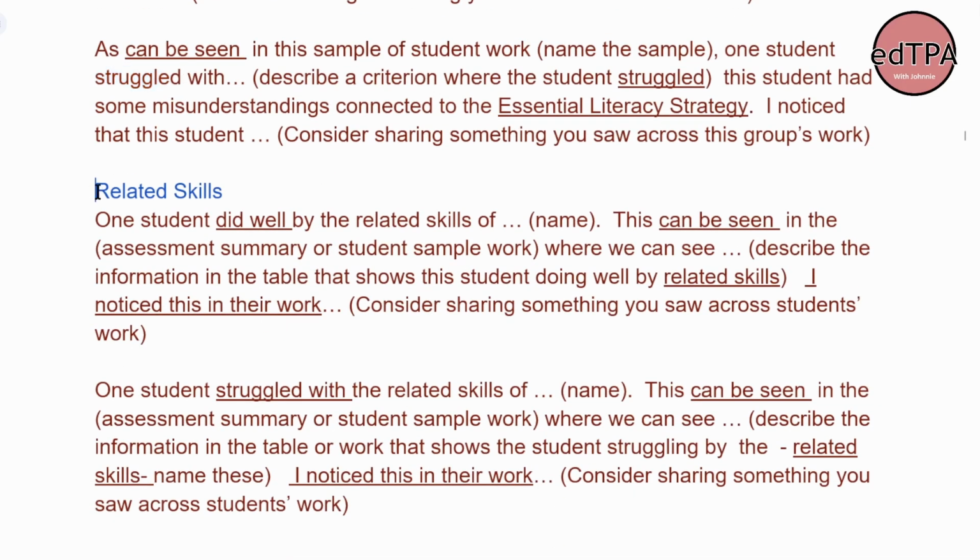Now let's think about related skills for individuals. One student did well by the related skills of, and name these. This can be seen in the assessment summary or student sample work, where we can see, and you want to describe the information in the table that shows this student doing well by related skills. I noticed this in their work. Consider sharing something you saw across students' work. So this is related skills and what they did well by.